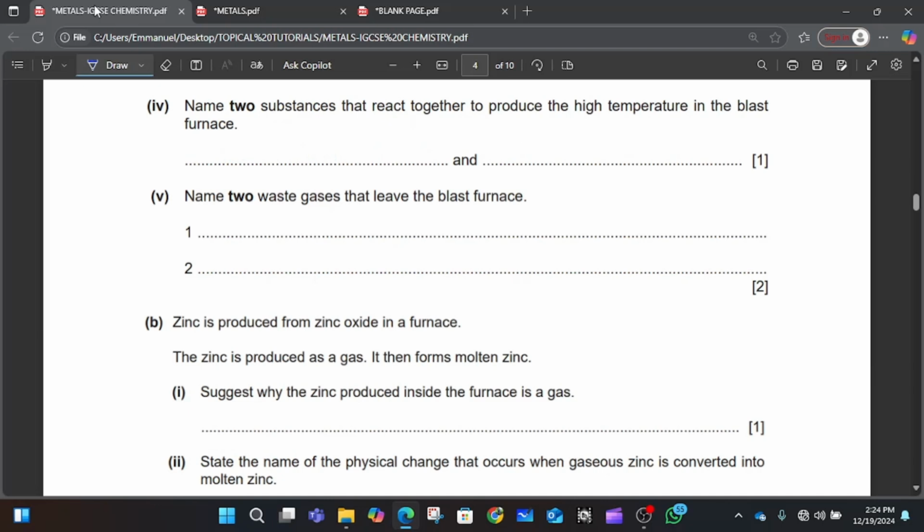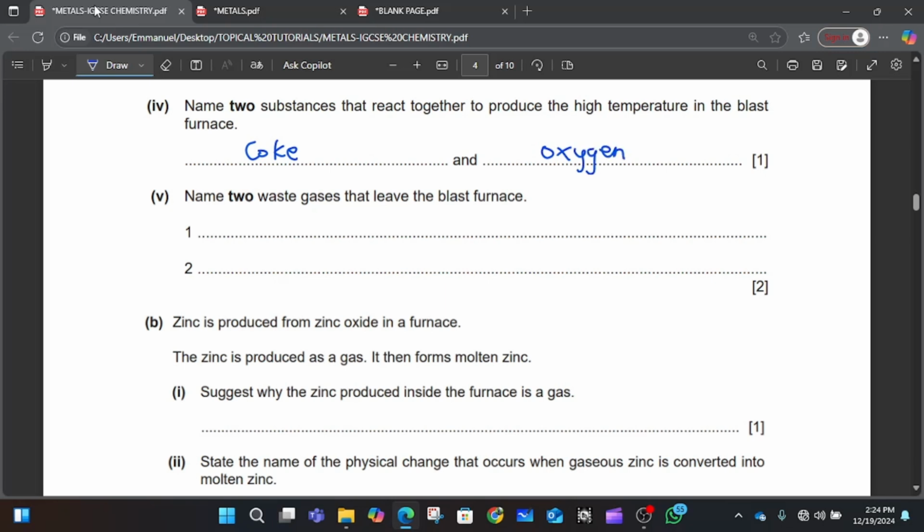IV. Name 2 substances that react together to produce the high temperature in the blast furnace. So we said coke was burnt to produce heat for the chamber, and actually coke burns in the presence of oxygen.